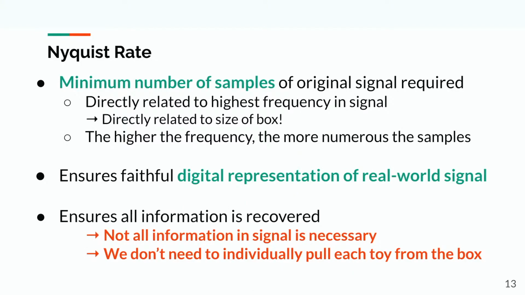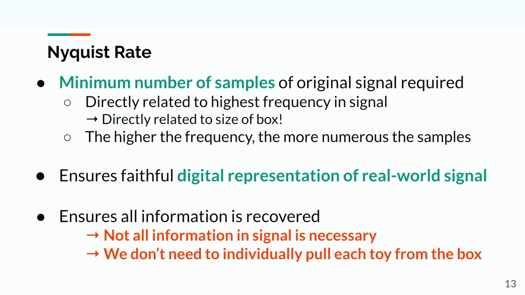The number of samples required to make sure that our signal can be properly represented in the computer is determined by something called the Nyquist rate. And very simply what it says is the number of samples is directly related to the highest frequency in the signal. Therefore, it's directly related to the size of the box. The bigger the box, the more samples you need to represent it accurately. If we do so, then we get a faithful representation in the computer.